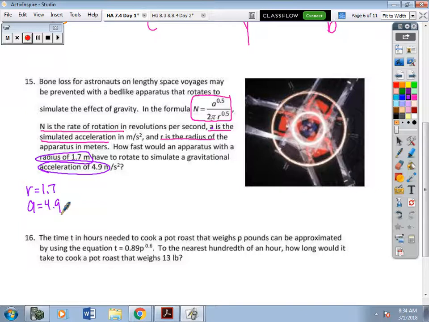And then all we have to do is substitute into our formula and simplify. So we'll have 4.9. Now, you can change that 0.5 to be the 1/2 power, which would be a square root, right? But you actually could leave it 0.5 if you prefer. So we'll have 2 pi times 1.7 to the 0.5 power.